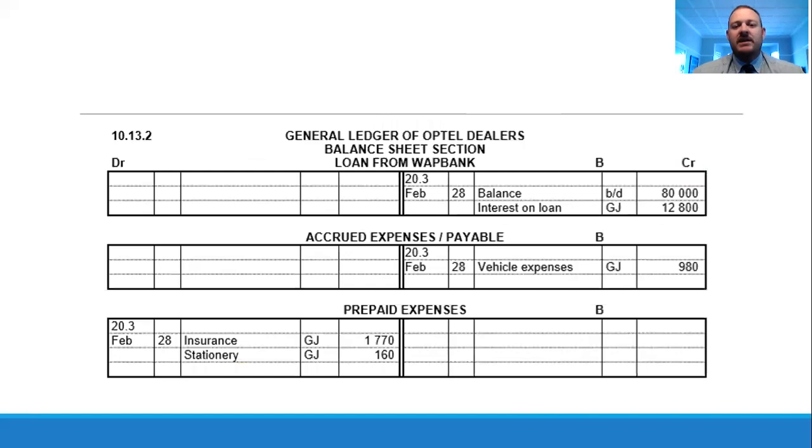If we look again, guys, at the corresponding debits or credits for these transactions, we'll notice the loan from WEP Bank, the balance there was 80,000 Rand, and we've increased it now by 12,800 Rand because the amount's been capitalized. Just reminding you guys that an accrued expense is a liability, so it goes on the credit side, and that's where the vehicle expenses has been included. The prepaid expenses is an asset to our business. When we pay for expenses in advance, it's an asset to us. So you'll see the debit entries there for the insurance and the stationery that were for the next financial period.